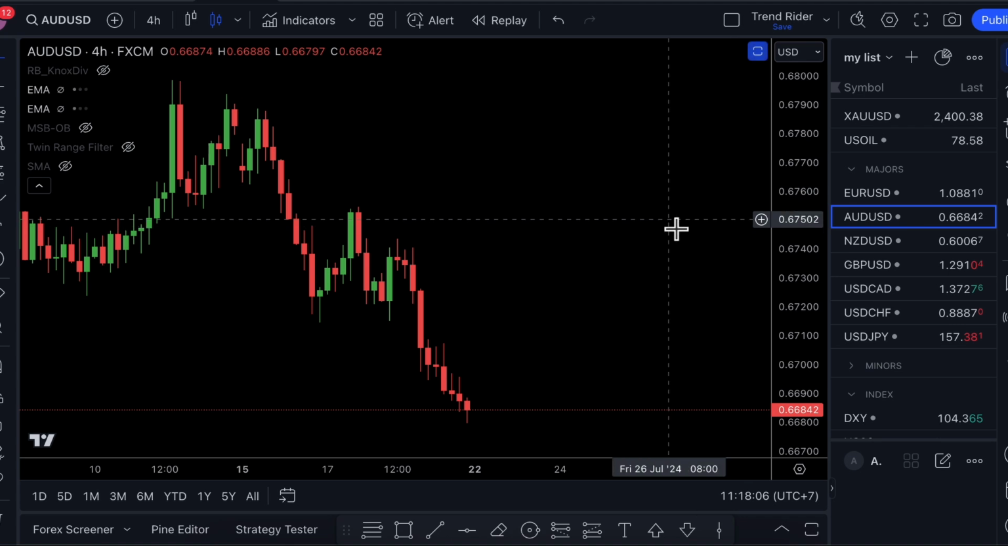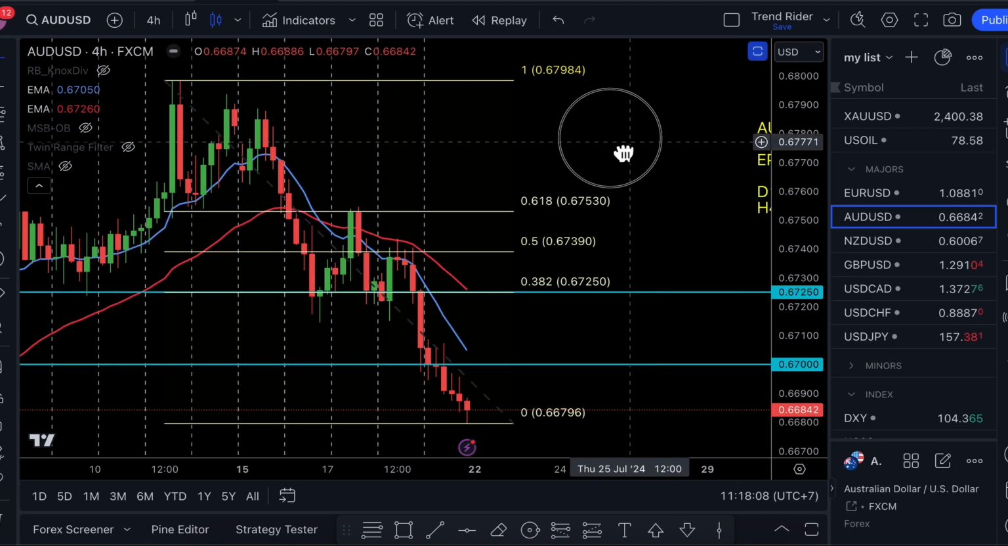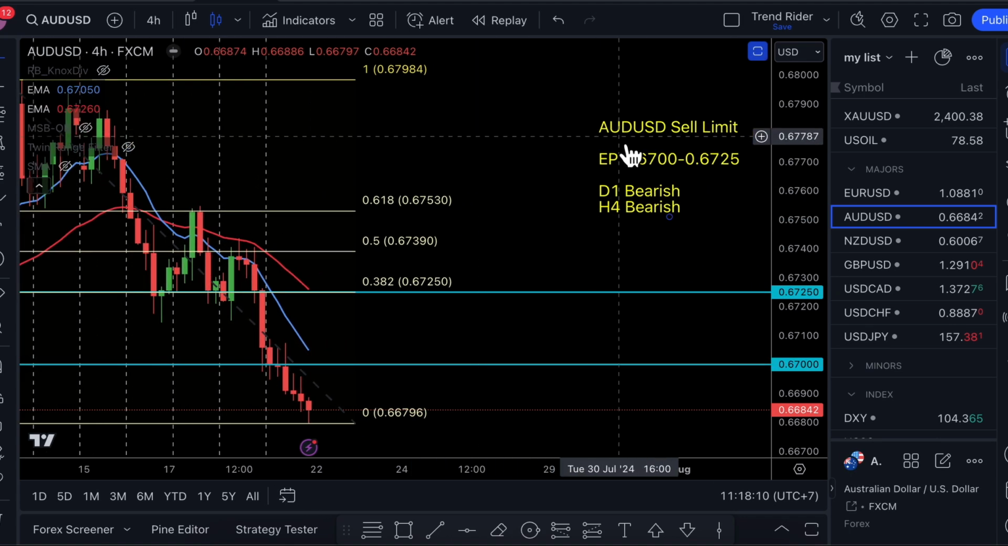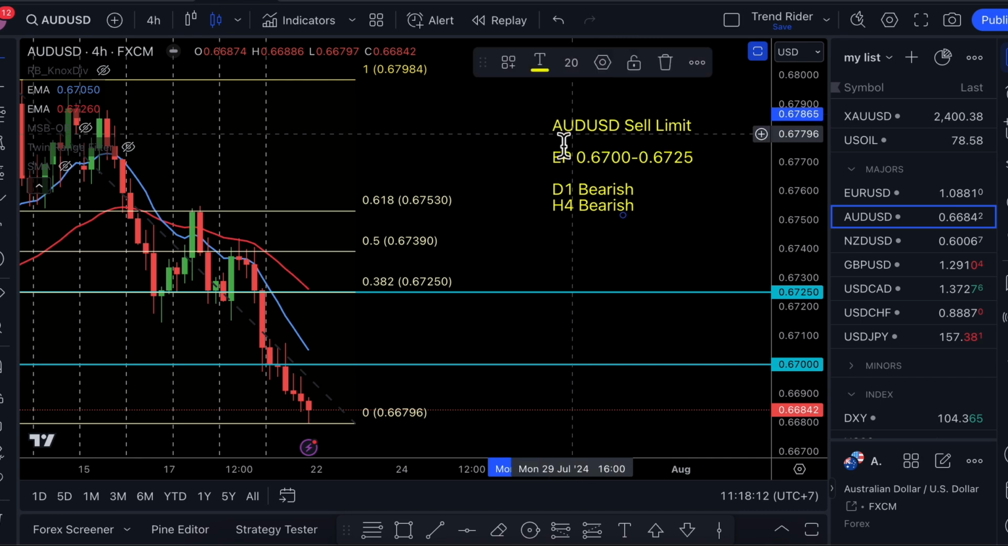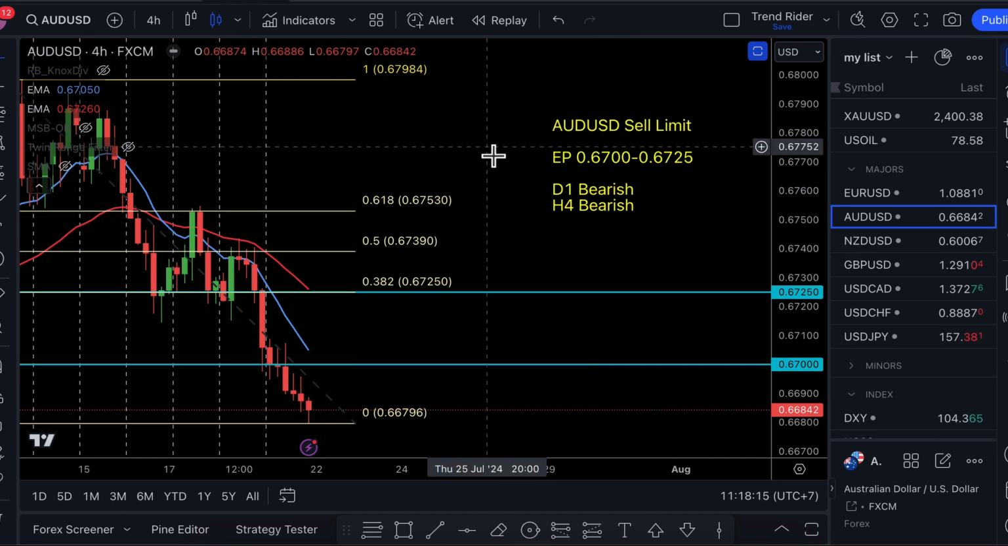And then the AUD/USD, I have a sell limit because there's clear direction on that one. With my day chart, it's bearish on the day chart, bearish on the 4-hour chart.